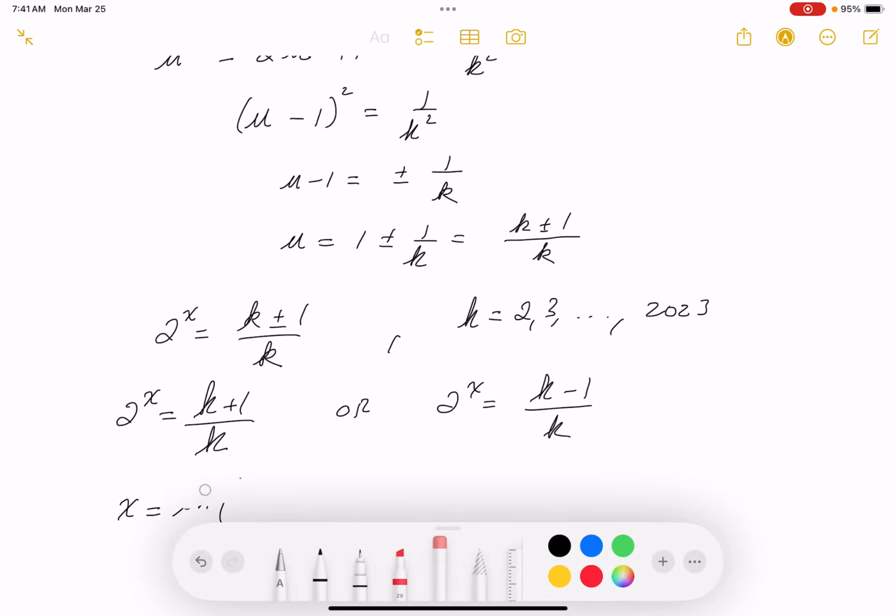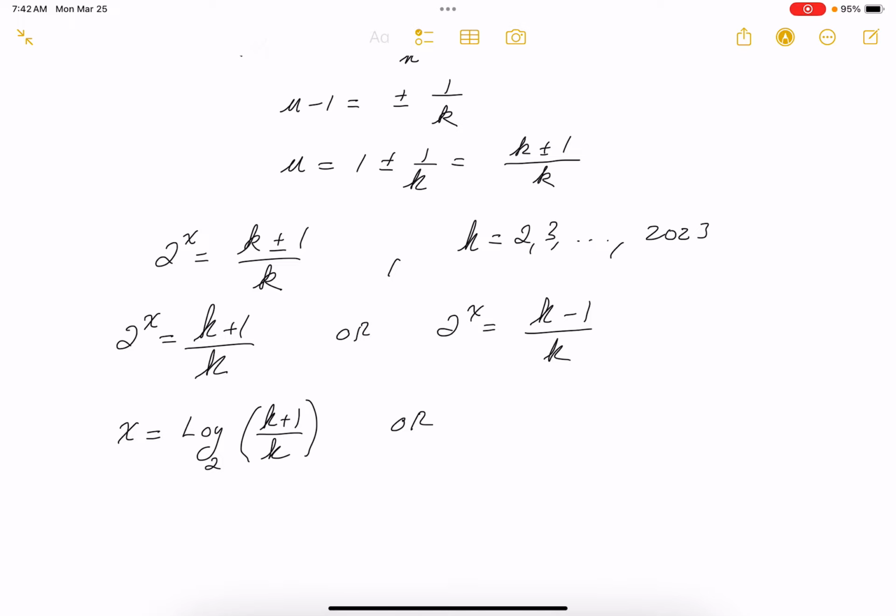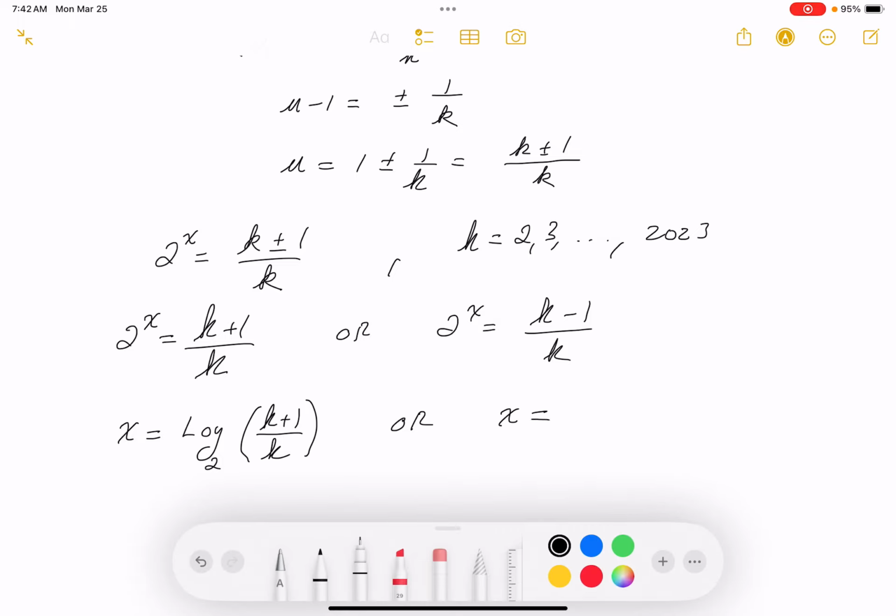And the reason for that, it makes it a lot easier. Let me put that down for you. So log base 2 of (k plus 1) over k. Now, the other one I got to think about, is it a positive number? Well, if I start at 2 and go to 2 times 3, it's always a positive number. So I'm going to get x equals, let's see, log base 2 of (k minus 1) over k.